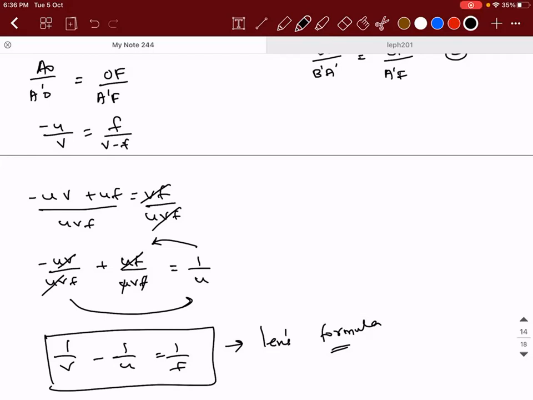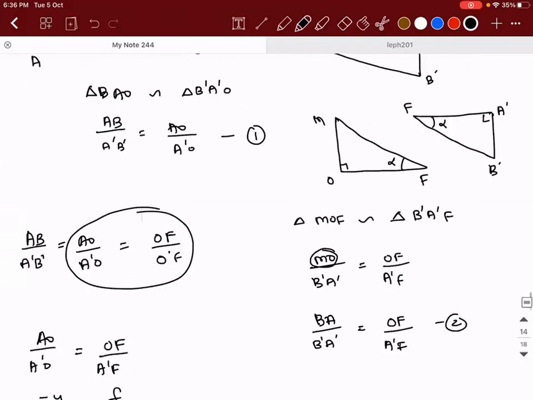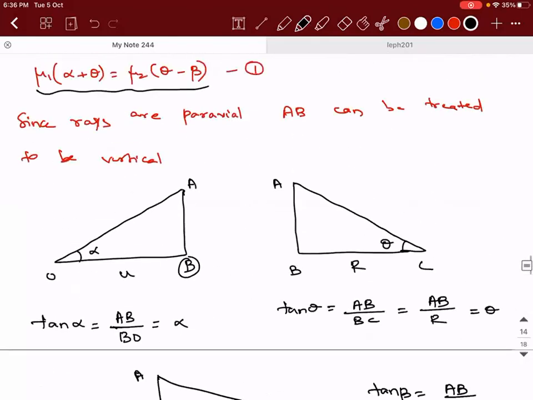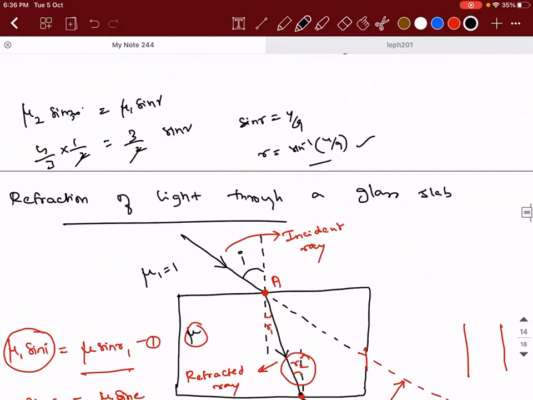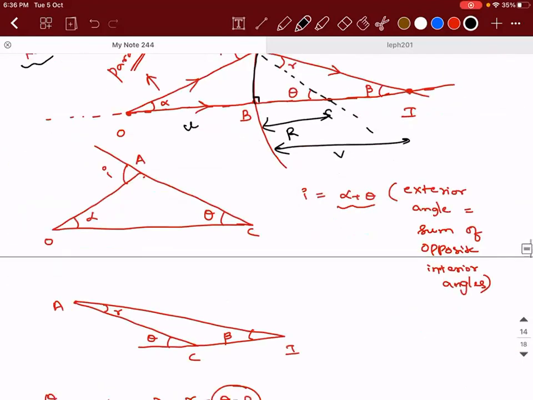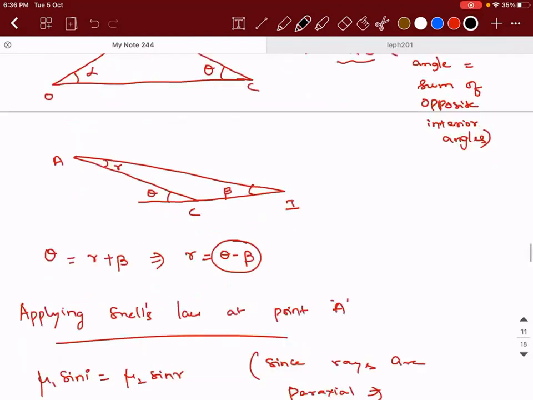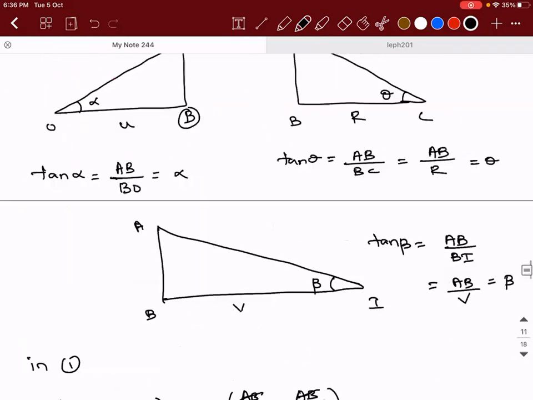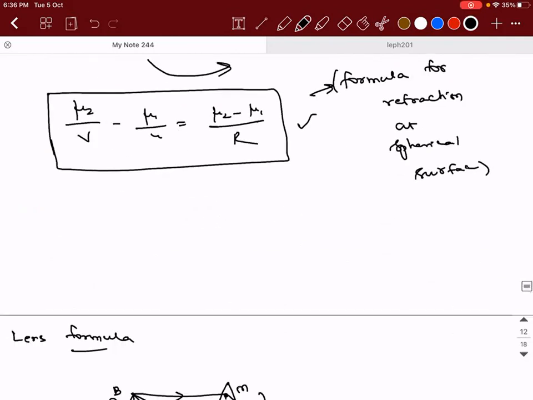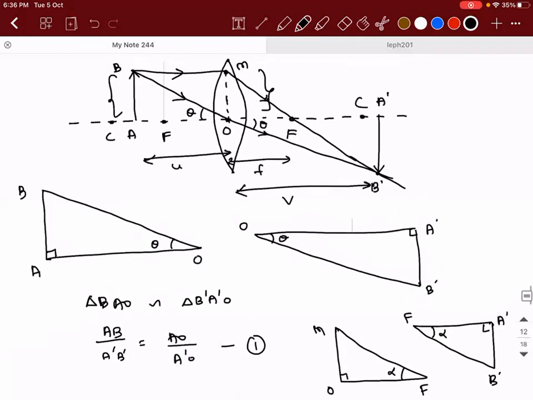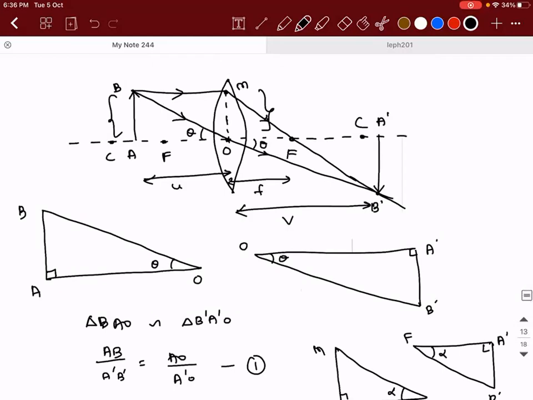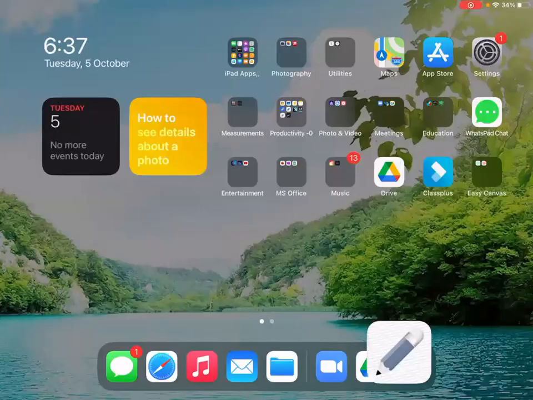So this is what we call the lens maker's formula. I hope it is clear. Today we discussed three important concepts. What are they? One is refraction at the spherical surface. Second is refraction by lens, and the lens maker's formula. Third we discussed is the lens formula. So that's it for today. Next class, we will see some problems based on them.